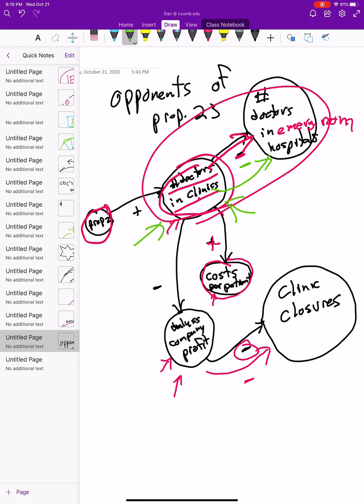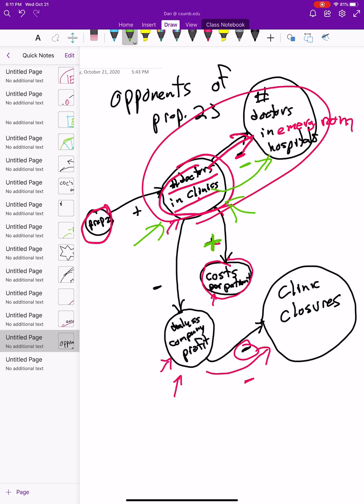All right, so there's negative causality there. They also argue that if there's more doctors in clinics, there are going to be more cost per patient. Now, the patient may not be the one paying for their service. It may be their insurance, but there's still going to be a greater cost per patient, however it's paid, whether it's paid by an insurance or whether it's paid by the person themselves.